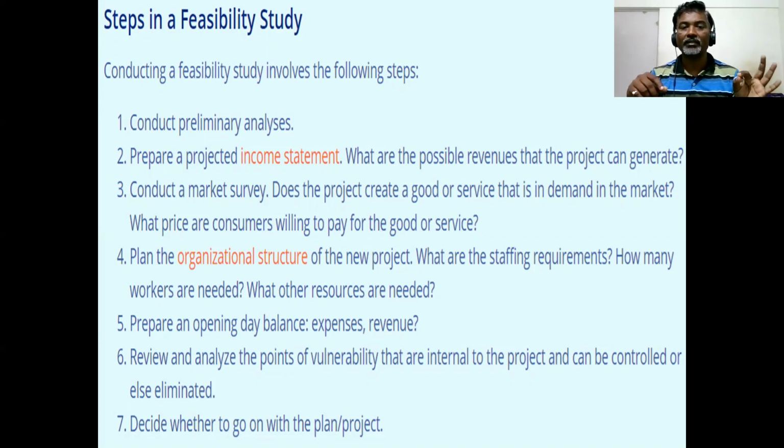Then review and analyze the points of vulnerability that are internal to the project and can be controlled or else eliminated. You have to identify the different activities that you have to conduct in your project, and whether there are any vulnerabilities, any limitations, any obstacles. You have to identify those obstacles, those vulnerabilities. Either you have to control that vulnerability, or you have to eliminate it. So this is the sixth step, and last, you have to decide whether to go on with the plan or project.